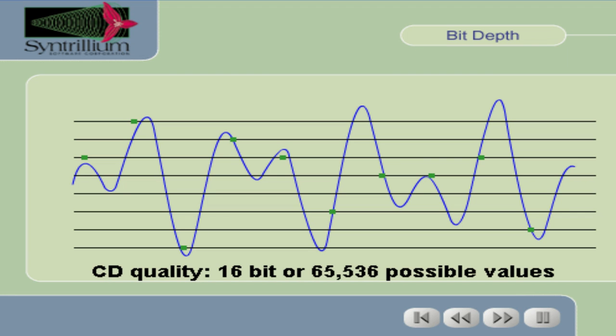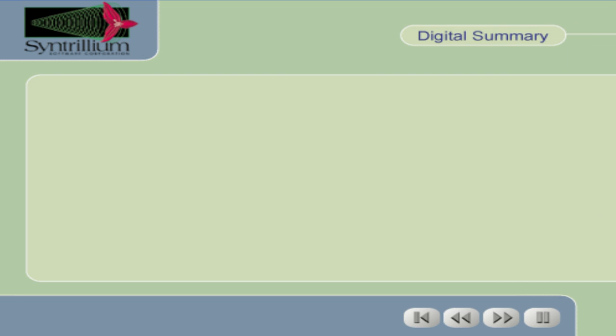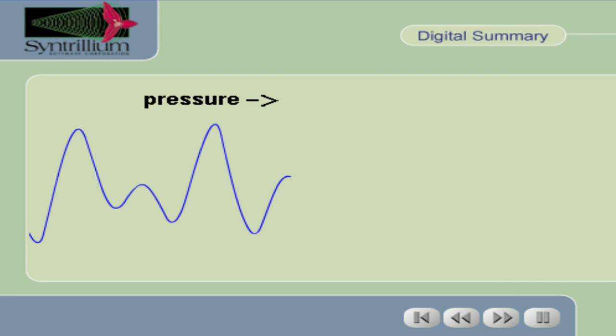CD quality sound is 16-bit, which means that each sample has 65,536 possible amplitude values. DVD quality sound is 24-bit, which means that each sample has 16,777,216 possible amplitude values. In summary, the process of sampling or digitizing starts with a pressure wave in the air.